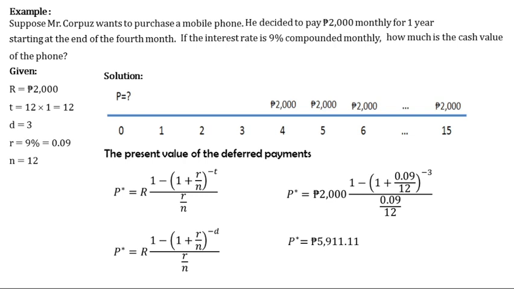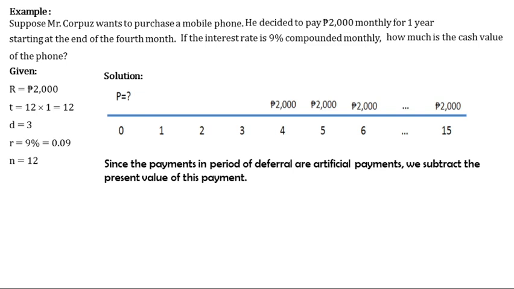So, kinuha natin yan para ipag-minus sila. So, since the payments in period of deferral are artificial payments, we subtract the present value of this payment dun sa payments na kasama si artificial. Kasi nga, 'di ba, hindi naman talaga siya binayaran. So, kaya ima-minus natin siya dun sa 15 months.